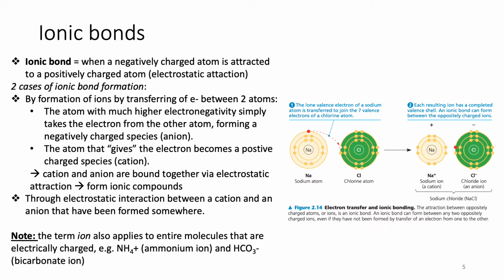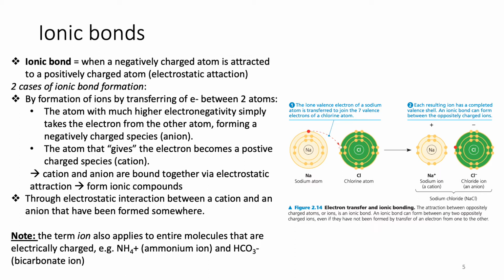For example, this is what happens when an atom of sodium encounters an atom of chlorine. A sodium atom donates a single electron in its outermost shell and becomes a cation. The chlorine atom receives that electron and becomes an anion. Sodium chloride compound is formed when there is an electrostatic interaction between the sodium ion and the chloride ion.